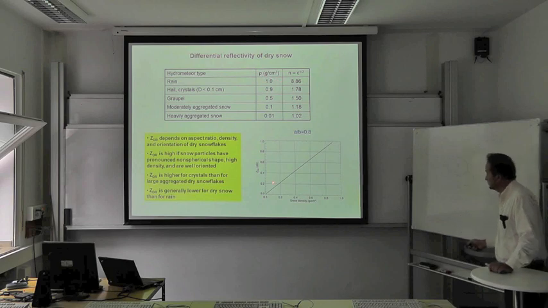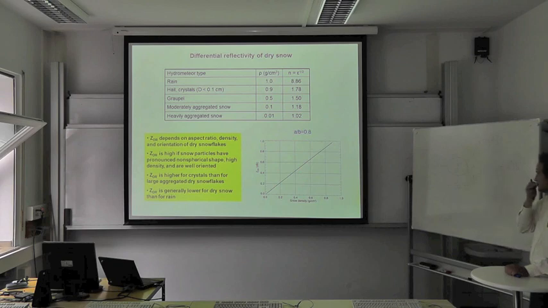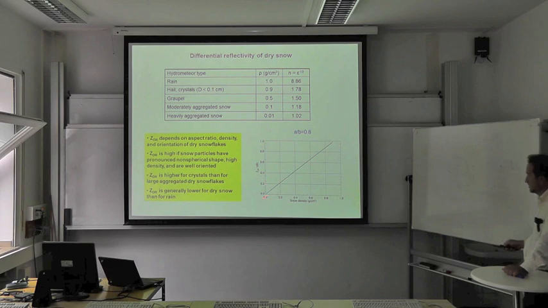Differential reflectivity of dry snow. Look here, a perfect linear dependence on snow density for a given aspect ratio. It's very important because the degree of riming is what very often determines the type of precipitation close to the ground, for example, and determines the appearance of the melting layer signature, the process of the melting layer. And it turns out that we can figure out what the degree of riming is looking just at differential reflectivity, because of this fantastic linear dependence.